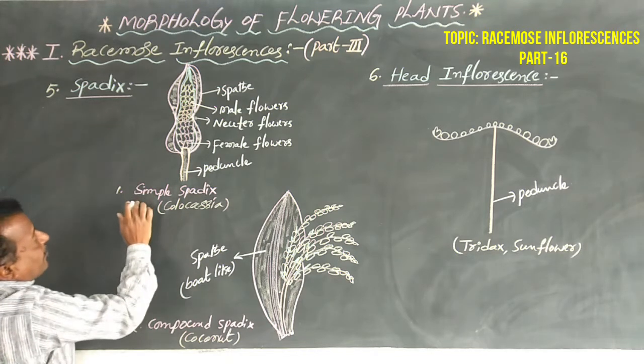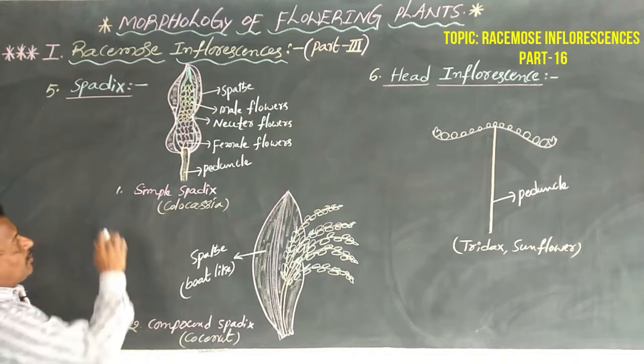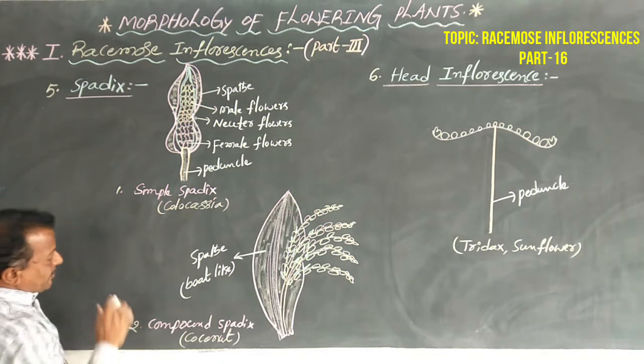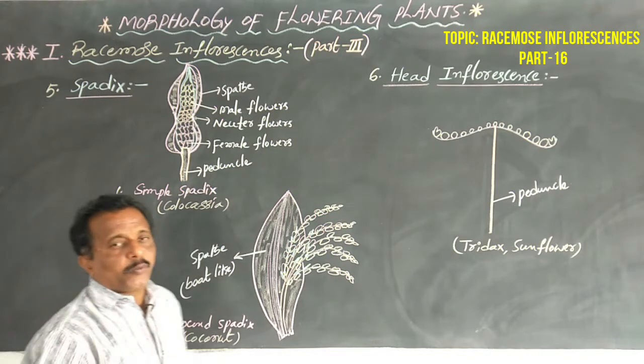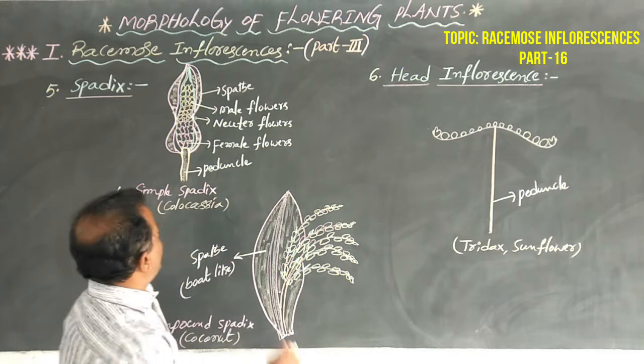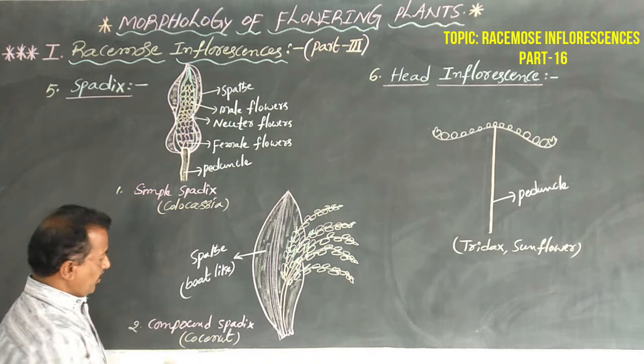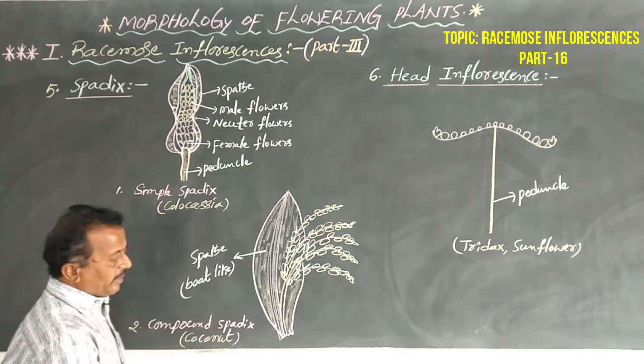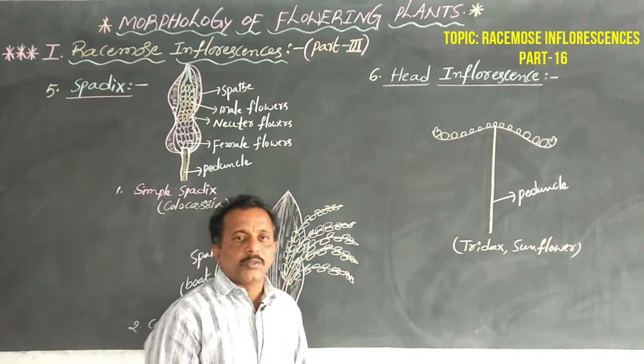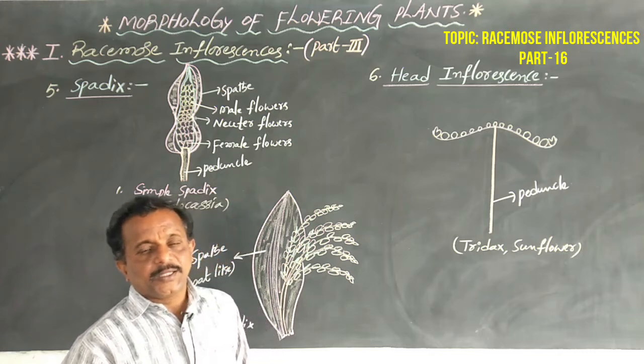Spadix is again of two types. The first one is simple spadix, the second one is compound spadix. Simple spadix is seen in Colocasia. Compound spadix is seen in Musa or Cocos, that is coconut.